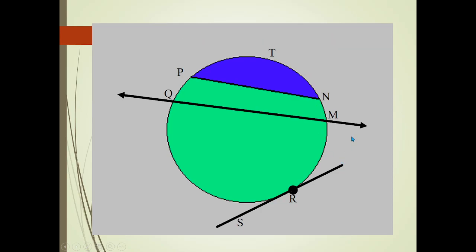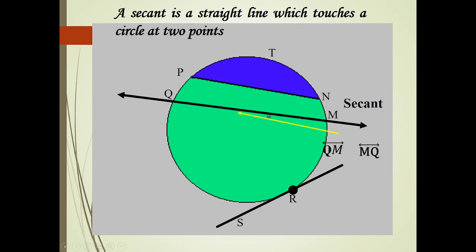Now, you see also two kinds of lines in a circle. This one is a secant, so secant line QM or line MQ. And this is a line which touches a circle at 2 points. So you see that this line crosses the circle at points Q and M.